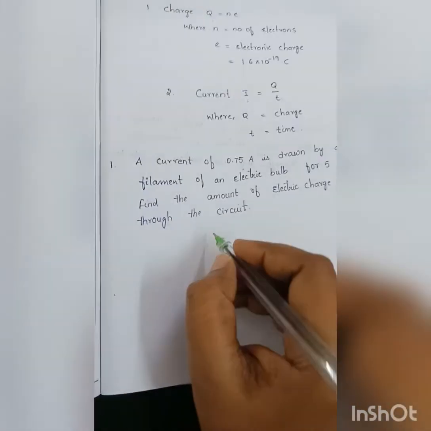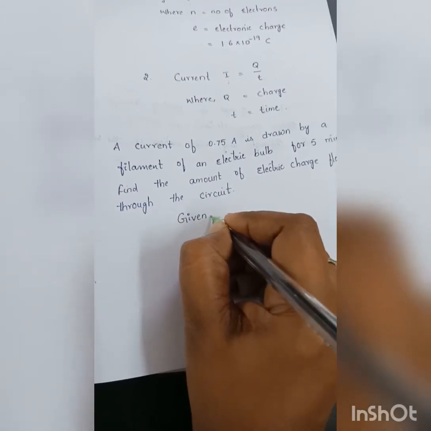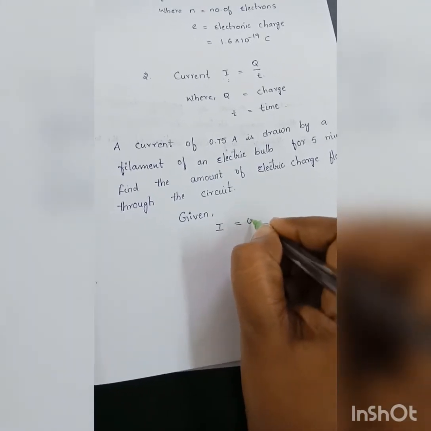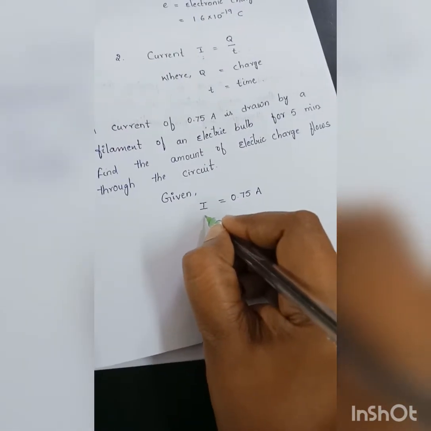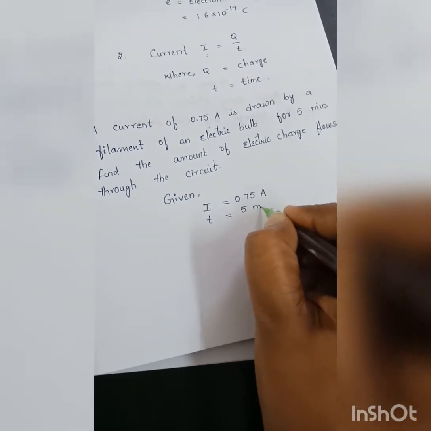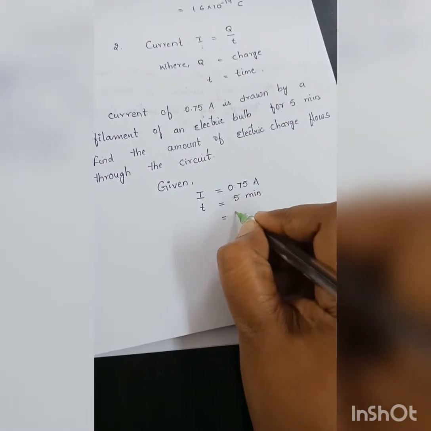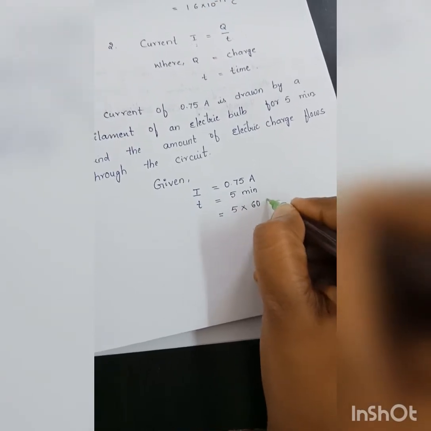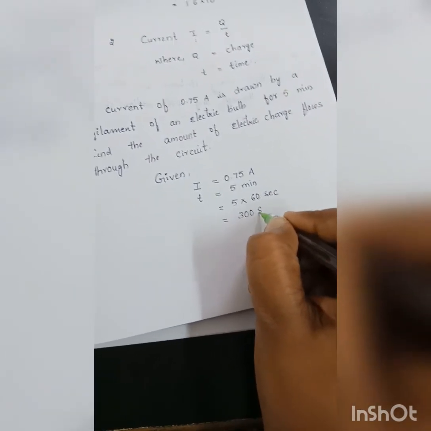So first write the data given. Current I equal to 0.75 amperes. And next, time. How much time did the current pass? 5 minutes. Whenever we do a problem, we need to convert minutes to seconds. So 5 into 1 minute, 1 minute equal to 60 seconds. So 5 into 60 is nothing but 300 seconds.